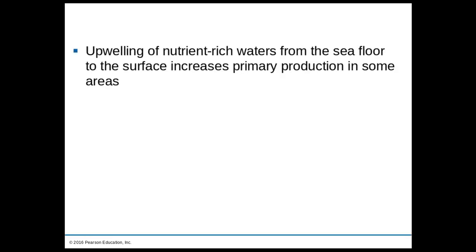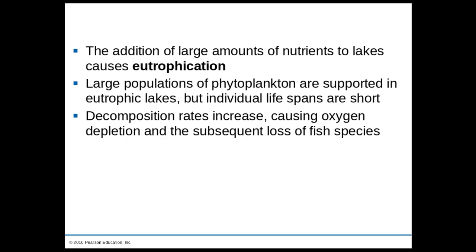When we take a look at our ecosystems in the ocean, there can also be an upwelling in some areas. And this is where we have a surge of nutrient-rich waters that really increases primary production in particular areas. Also, there's a process known as eutrophication, and this is when we have an addition of large amounts of nutrients to freshwater ecosystems like lakes.